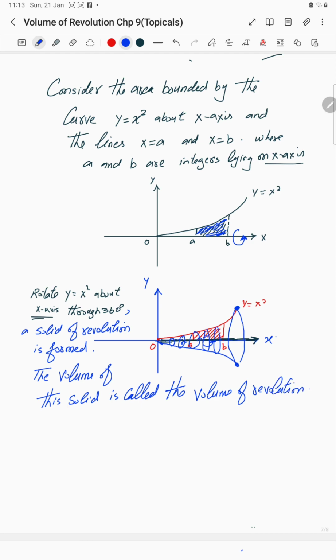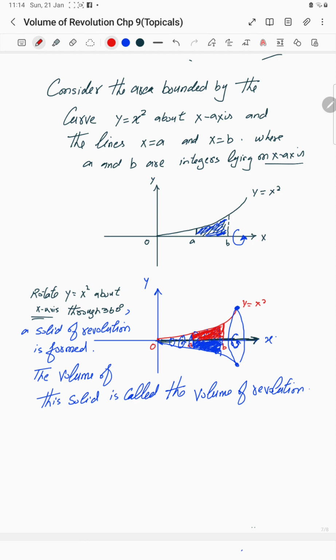Got it? So once you start rotating this one, and this was the shaded part between a and b, I need to reshade this one. When you rotate this along the x-axis, at the same boundary limits this will be formed, and it makes a solid once you rotate around 360 about the x-axis.